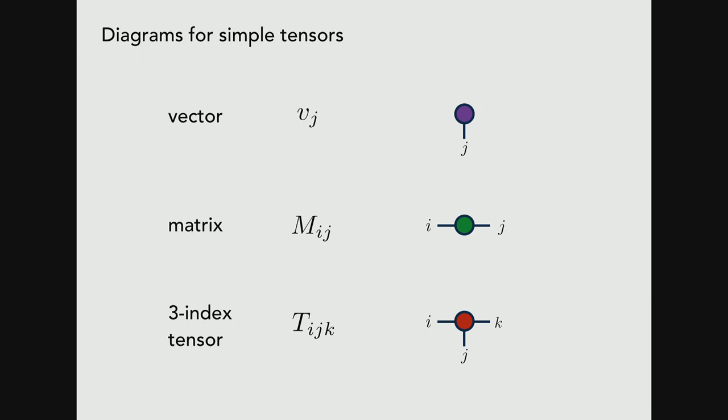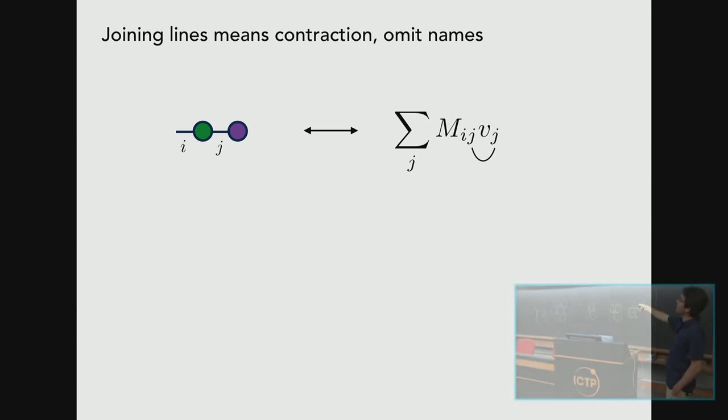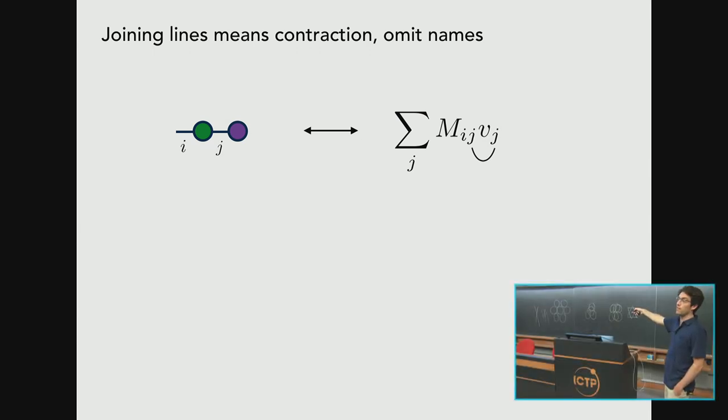Rule number two is, how do you notate sums? Basically, this whole notation is just a way to notate complicated sums. So rule number two is that joining lines means that you sum over the index where you join the lines. If you have this tensor, which has two indices, I and J, and this tensor, which has one index, J, and I join the line J of the two tensors, that means I'm summing over J. So that means the thing on the right. And we can see that that's a matrix vector product.